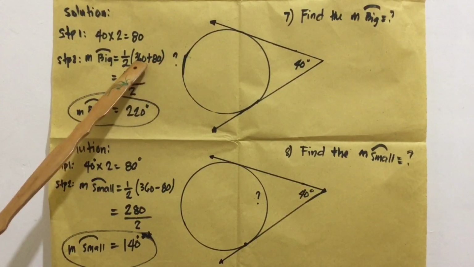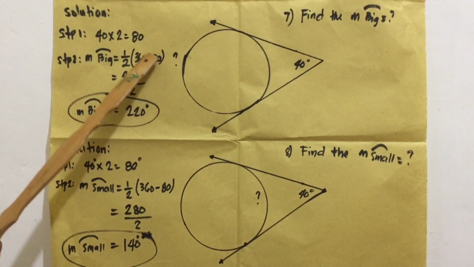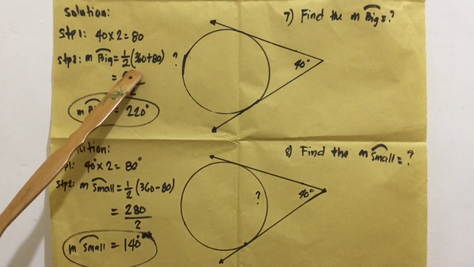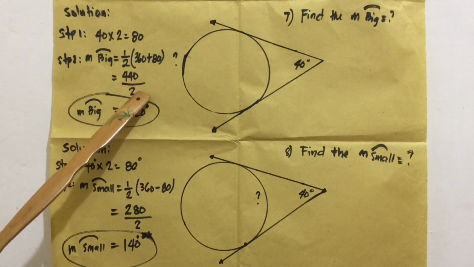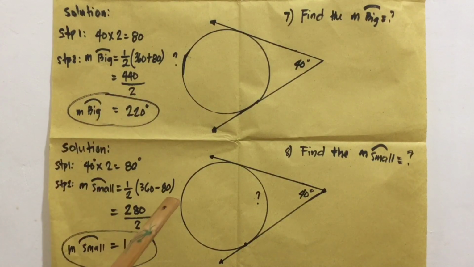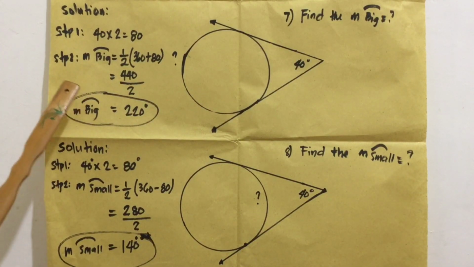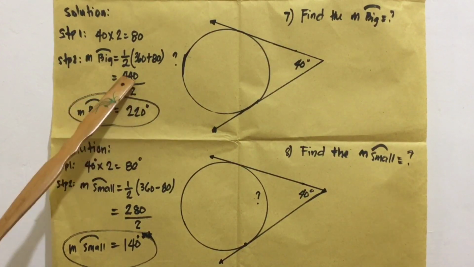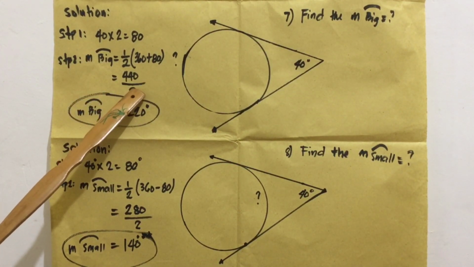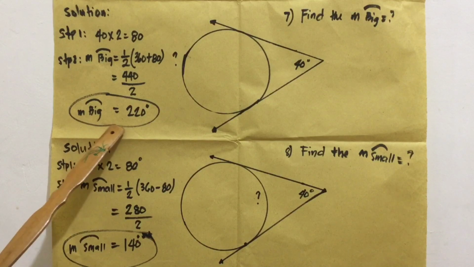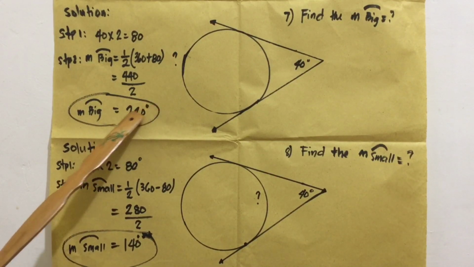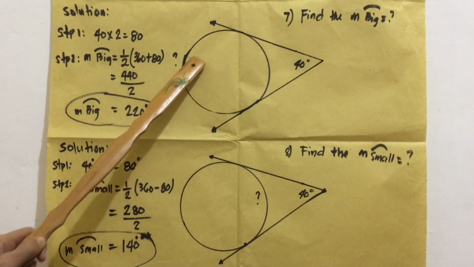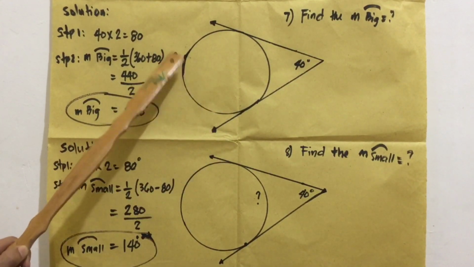We're going to add 360 plus 80 equals 440, times 1/2 equals 440 over 2. And next, we're going to divide just to get the measure of the big arc. 440 divided by 2 equals 220 degrees, the measure of the big arc. So the measurement of this is 220.